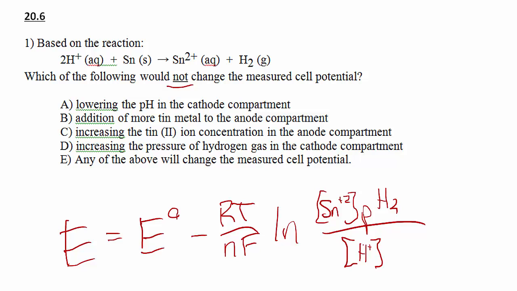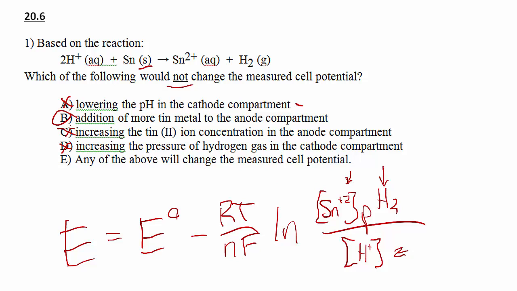So mathematically speaking, lowering the pH of the cathode compartment would change the H+ concentration. So that would change the E, because changing that number is going to change the whole thing. Addition of more tin metal to the anode compartment? Tin metal is not going to be in our expression, so it shouldn't mathematically have any effect. Increasing the Sn 2+ ion concentration, that's changing this number, that would definitely change the value. Increasing the pressure of hydrogen gas would change this number, which would change our voltage. Any of the above will change?